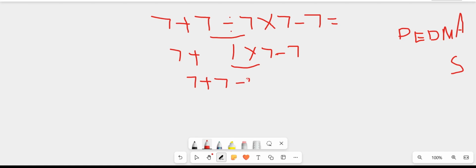So the next priority is addition. So 7 plus 7, 14. Right? 14 minus 7 is equal to 7. So this way you need to solve the answer.